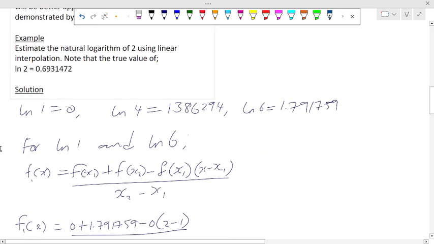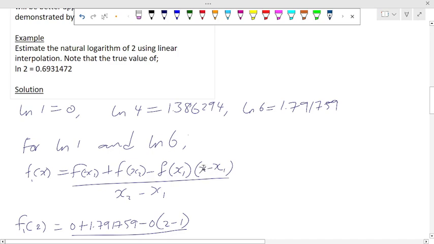So for ln 1 and ln 6, we apply the formula. f of x1 and so on. This is the lower limit, the lower value, and this is the upper value. So f of x1 will be what? The lower value is 0. The higher value is ln 6, so we'll put ln 6 here, minus the lower value, which is 0, multiplied by x.